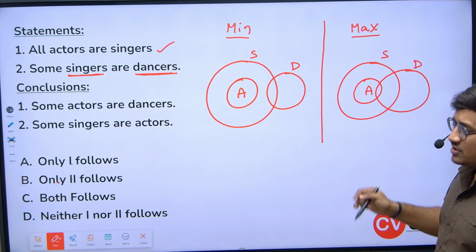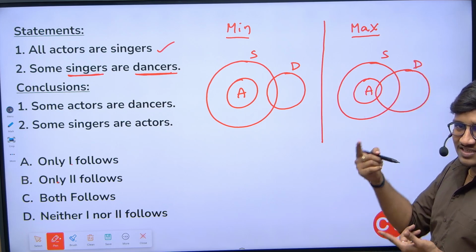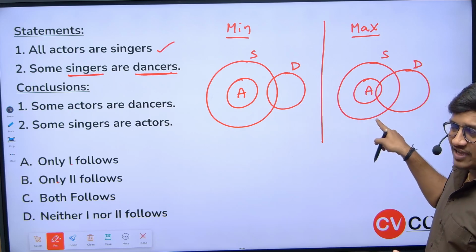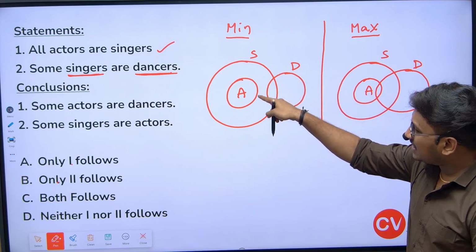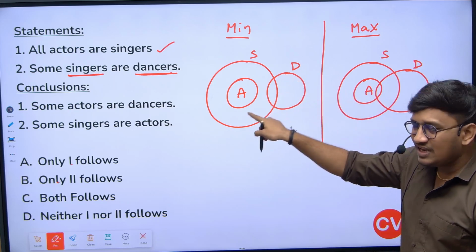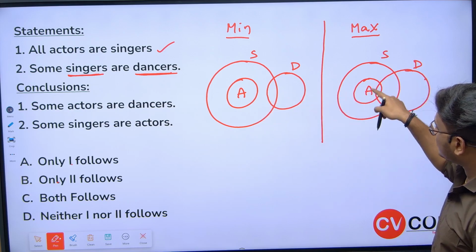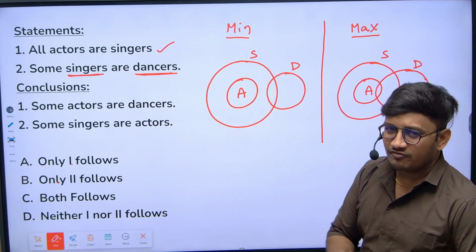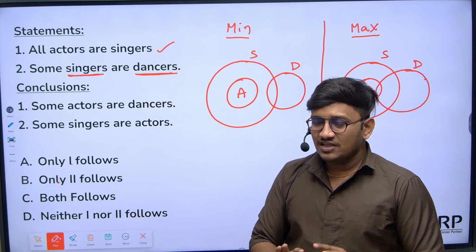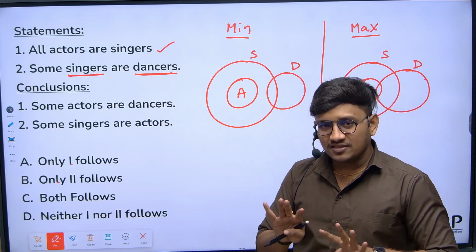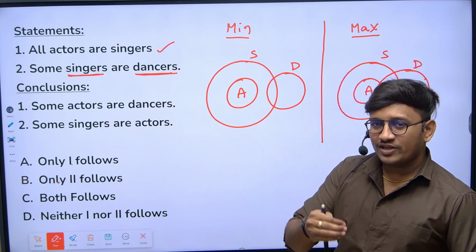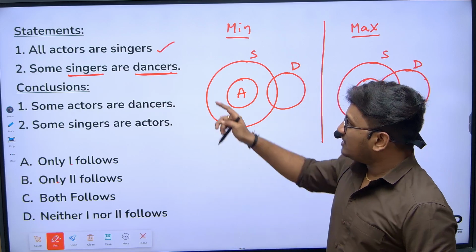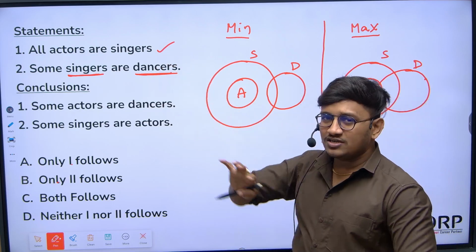So if you observe, some singers are dancers is getting satisfied, but at the same time, if you observe the difference between these two Venn diagrams, here the dancer circle is not disturbing the actor circle, but here the dancer circle is disturbing the actor circle. Okay, so that is what minimum and maximum. Very simple. Minimum means we should not disturb any other circle. Maximum means we can disturb the remaining circles as well, but make sure that these statements are not violated.